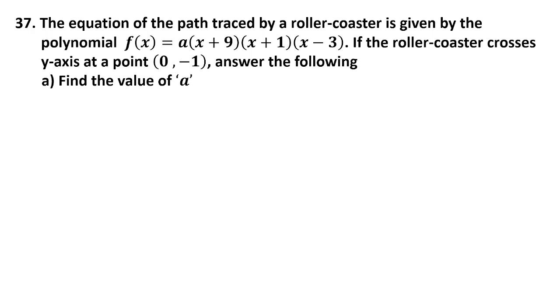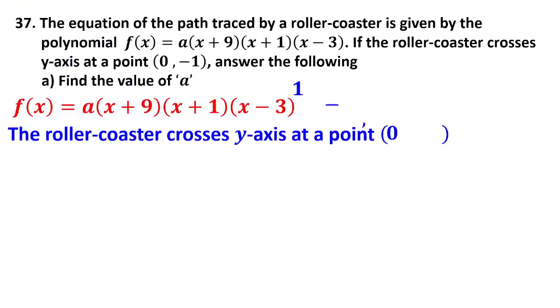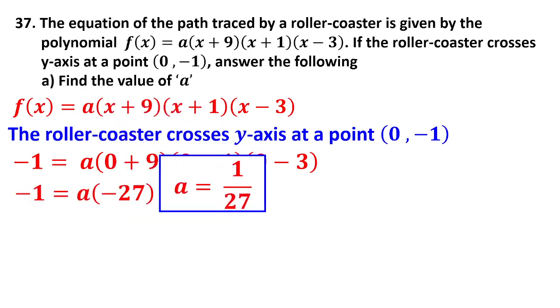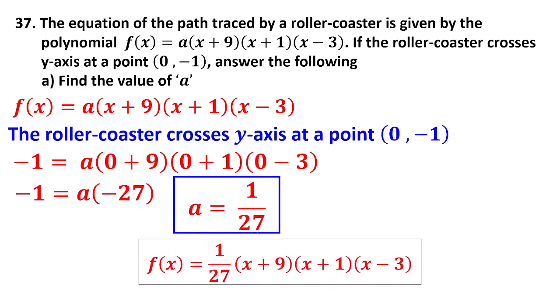The equation of the path traced by a roller coaster is given. It crosses the y-axis. Find the value of a. What will happen if it crosses the y-axis at the point (0, -1)? Therefore, you have to replace f of x as -1 and x as 0. I am getting the value of a as 1 by 27. When a is 1 by 27, I am able to write the equation now clearly: 1 by 27 into (x + 9)(x + 1)(x - 3).